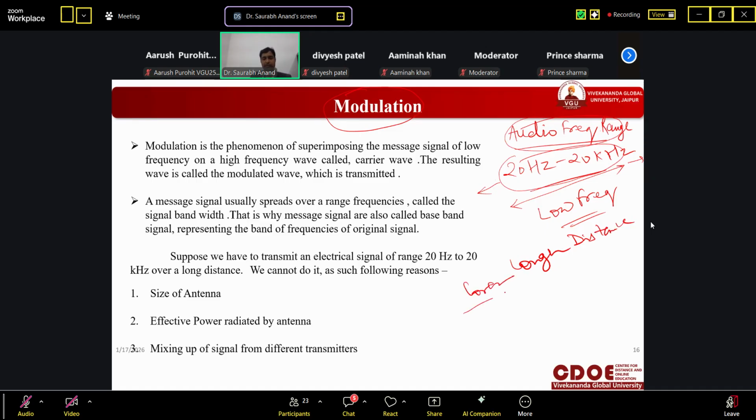So what do we want? We want to send it. Suppose your relative is 100 kilometers away from you and you want to talk with him. Then how will your information be sent? Then we have to process it, and that process is actually the modulation.